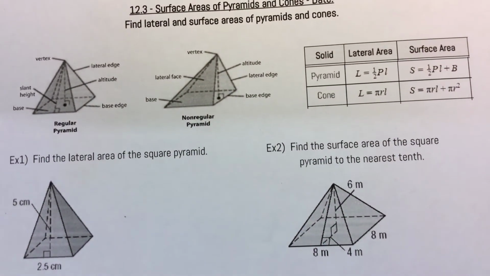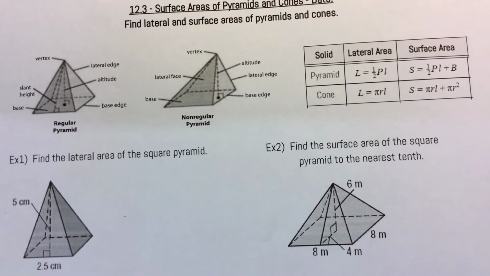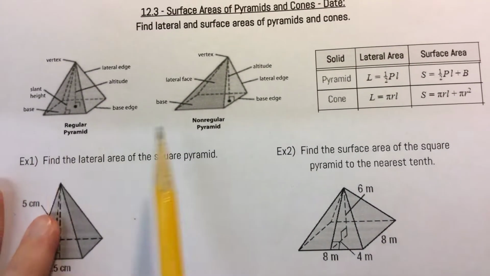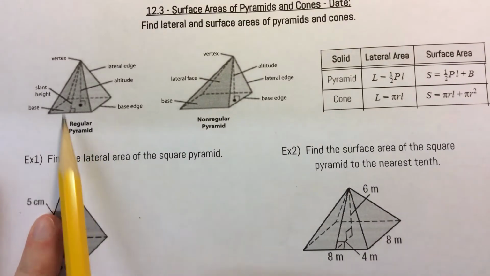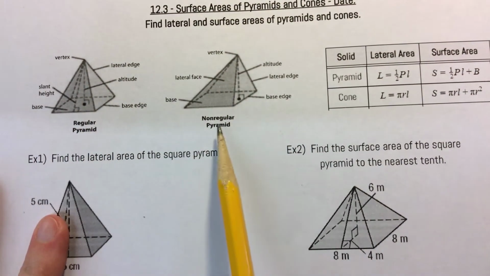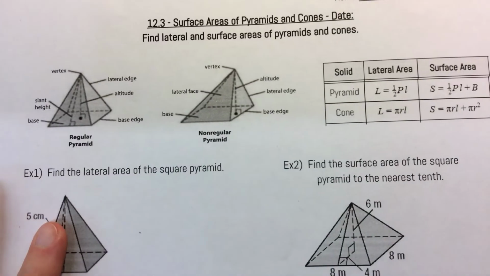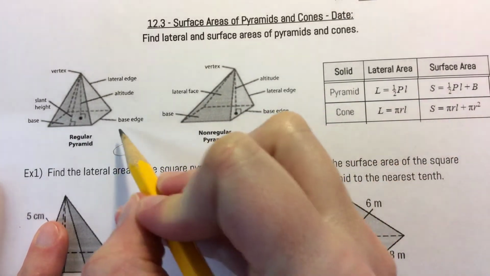12.3 is surface area of pyramids and cones. So we're going to find the lateral area and surface area of these two figures. So I have a couple of things about a pyramid on here. You have a regular pyramid, which stands up straight, and the non-regular pyramid is kind of to the side a little bit. And then we have the same type of thing with cones.